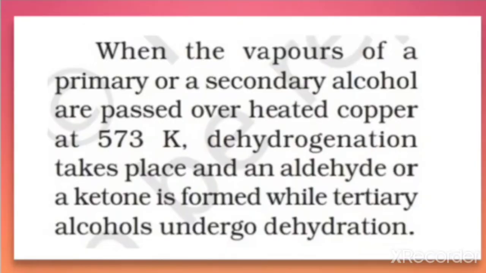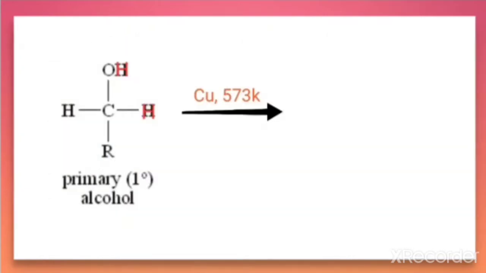When the vapors of primary or secondary alcohol are passed over heated copper at 573 Kelvin, then dehydrogenation takes place. That means removal of hydrogen takes place, which results in the formation of aldehyde or ketone. But the tertiary alcohols undergo dehydration, which we need to discuss here. So first let us talk about primary alcohol.